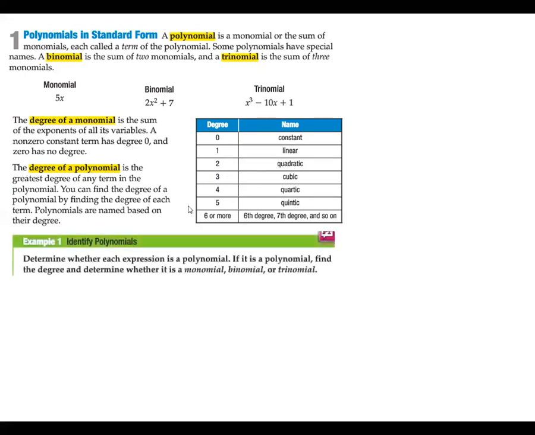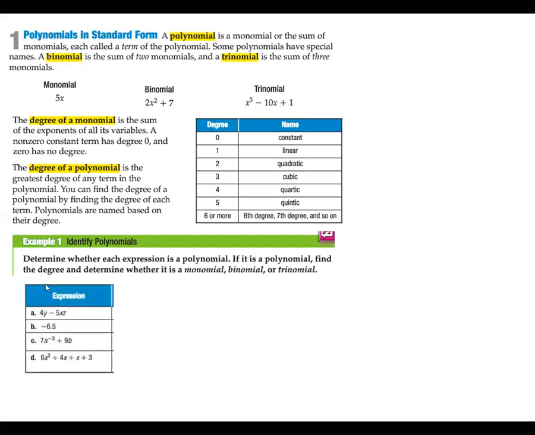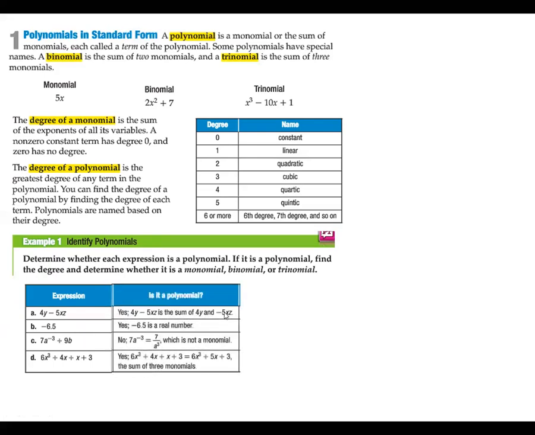So let's look at a couple examples. Determine whether each expression is a polynomial. If it is a polynomial, find the degree and determine whether it is a monomial, binomial, or trinomial. So let's look at the first one here. 4y minus 5xz. That is a polynomial, and it has two terms, so it's a binomial.